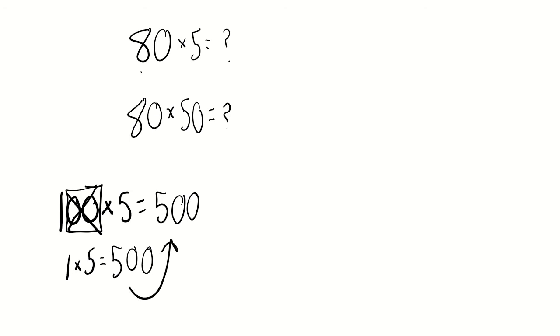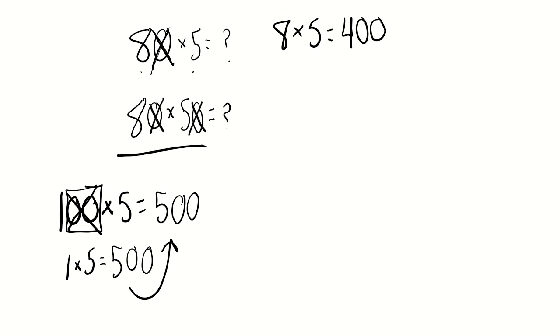So if I did 80 times 5 and we used that same method, we take out all the zeros and we get 8 times 5. 8 times 5 is what? 40. We took away what? 1 zero? So we add 1 zero. Same thing over here. Take away all the zeros, and what do we have left? We have 8 times 5. What is 8 times 5? 40 again. How many zeros did we take away? 2. So we just add 2 zeros.